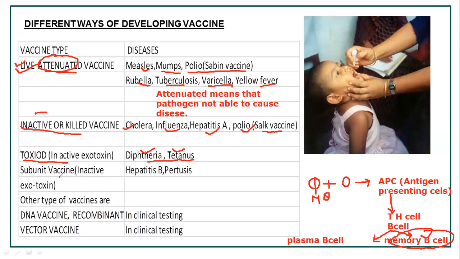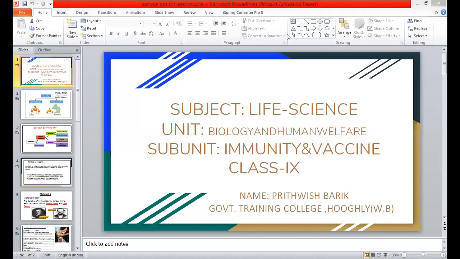Inactive subunit vaccines include inactive exotoxin, like hepatitis B vaccines. Another type is the DNA vaccine, where we use recombinant DNA technology to develop vaccines, right?